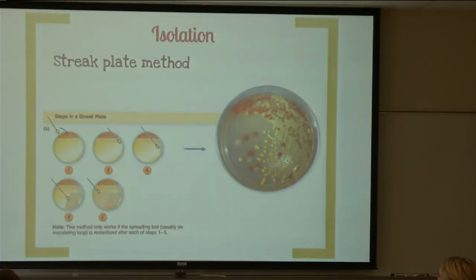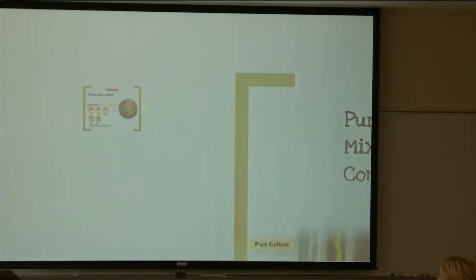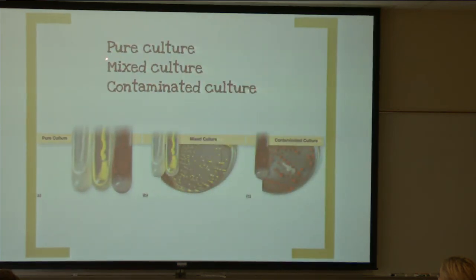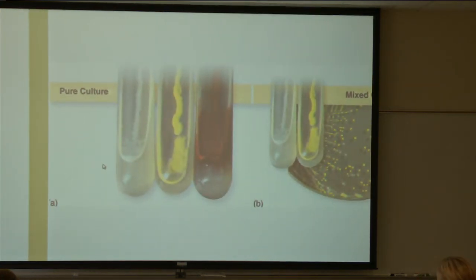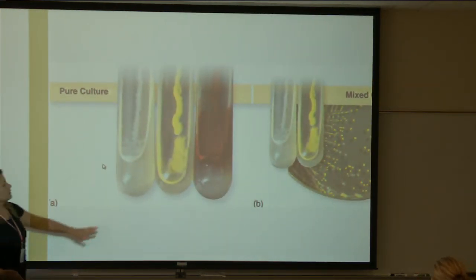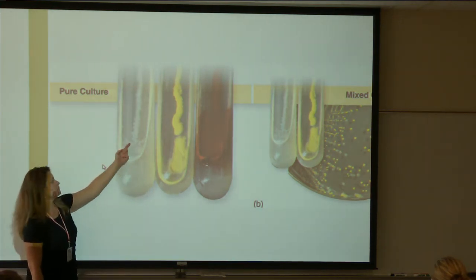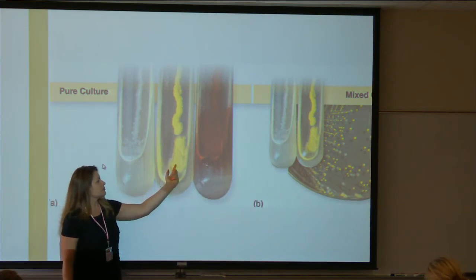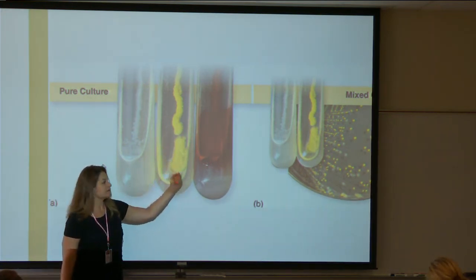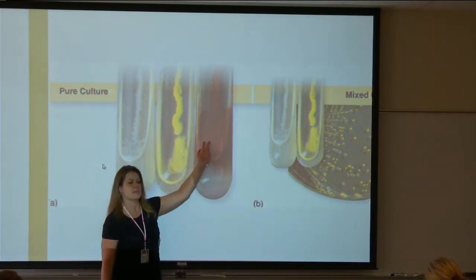Okay, I'm going to save the street plate method until when we do it in lab. Pure culture, mixed culture versus contaminated. We talked about these definitions already, just a quick review. Pure culture contains how many types of bacteria? One. This is a pure culture of whatever that white bacteria is. Maybe it's E. coli. This is a pure culture of whatever the yellow bacteria is. This is a pure culture of whatever the red bacteria is.